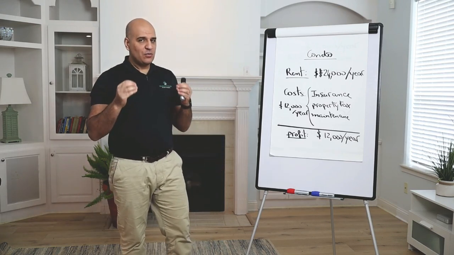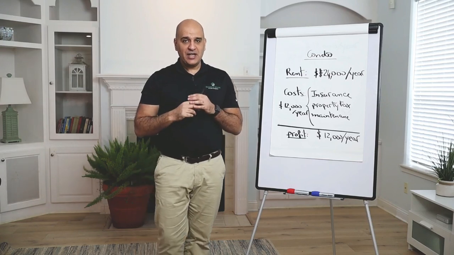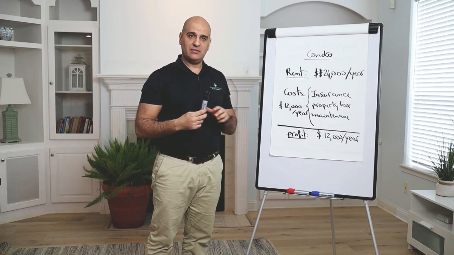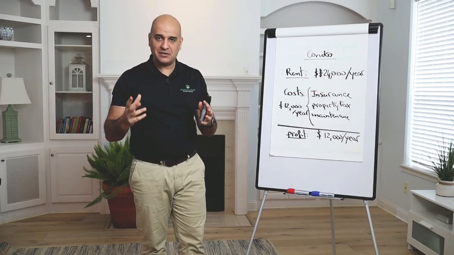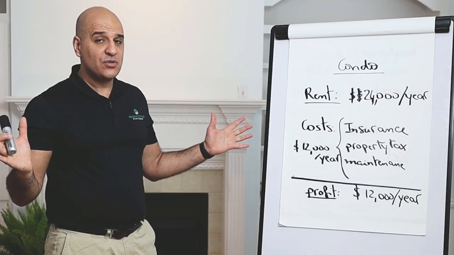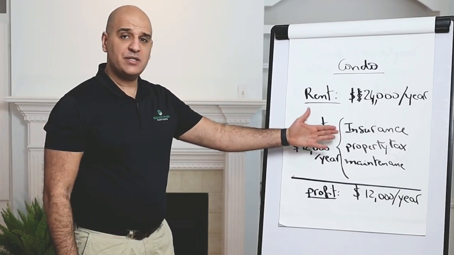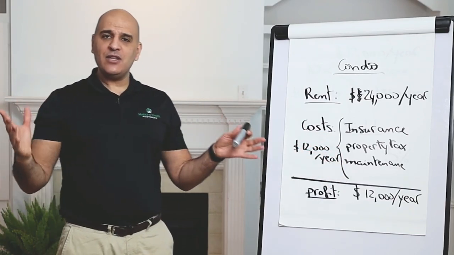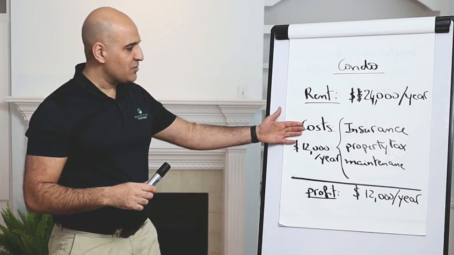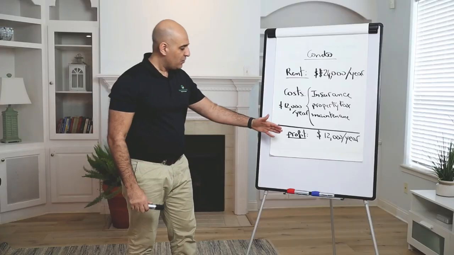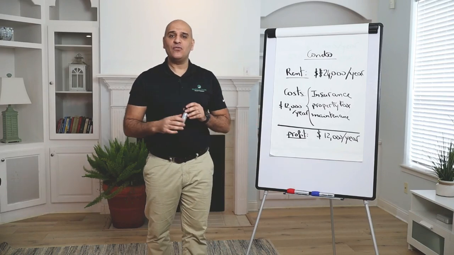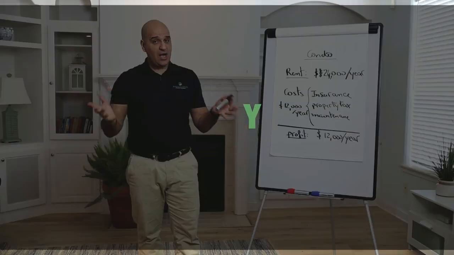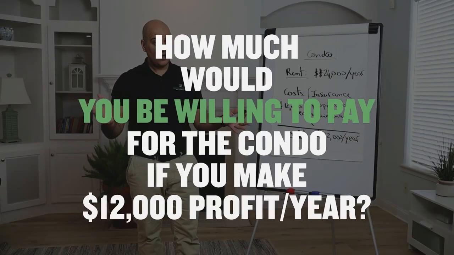Let's pretend you're looking to buy a condo and you think that you are able to rent the condo for $24,000 a year. That means it's a rent of $2,000 a month. Of course, there are costs associated with this: insurance, property taxes, maintenance, etc. Let's say you estimate that those costs are $12,000 a year. So now you're left with a profit per year of $12,000.